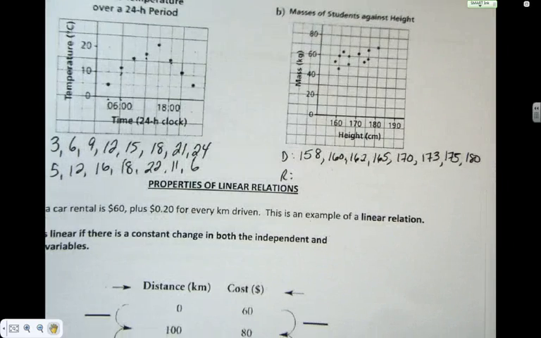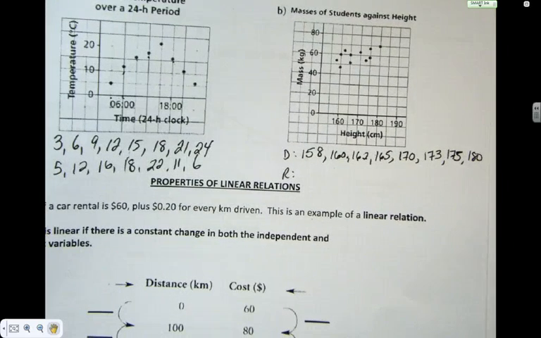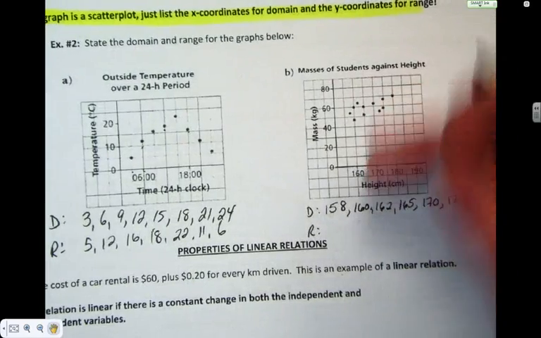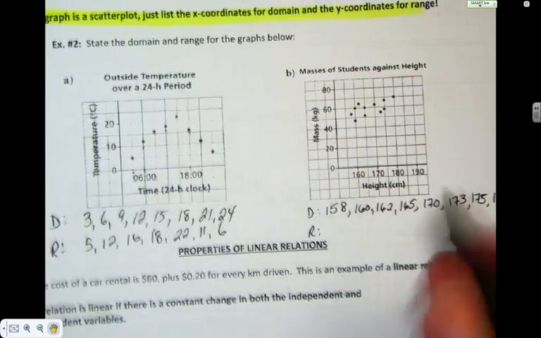Ooh, you can't see the end. Are we happy with those values? A few of them we estimated, and that's okay. Okay, now the range, so what's the lowest value? We're looking now at the y-axis.